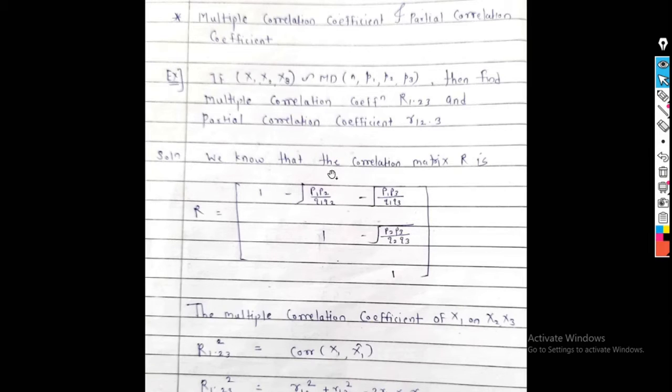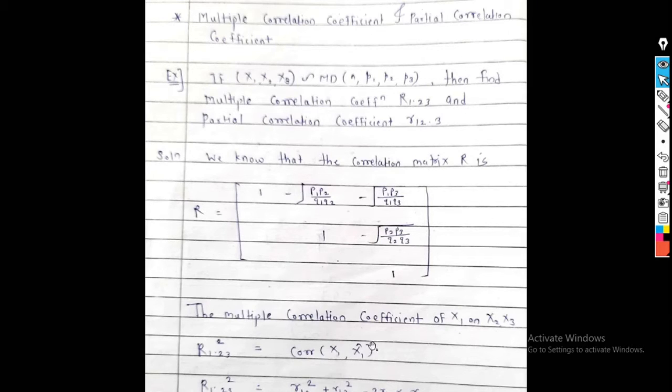So we know the correlation matrix, that is capital R. In the last video, we have calculated correlation matrix, and capital R is given by 1, minus square root of p1 p2 divided by q1 q2, third term is minus square root of p1 p3 divided by q1 q3, and so on. We can write capital R by using the formula which we have derived in the last video.